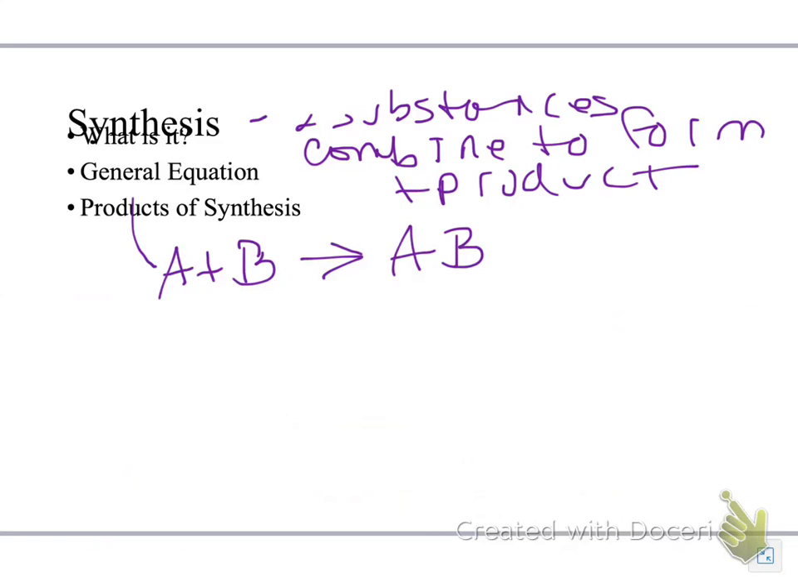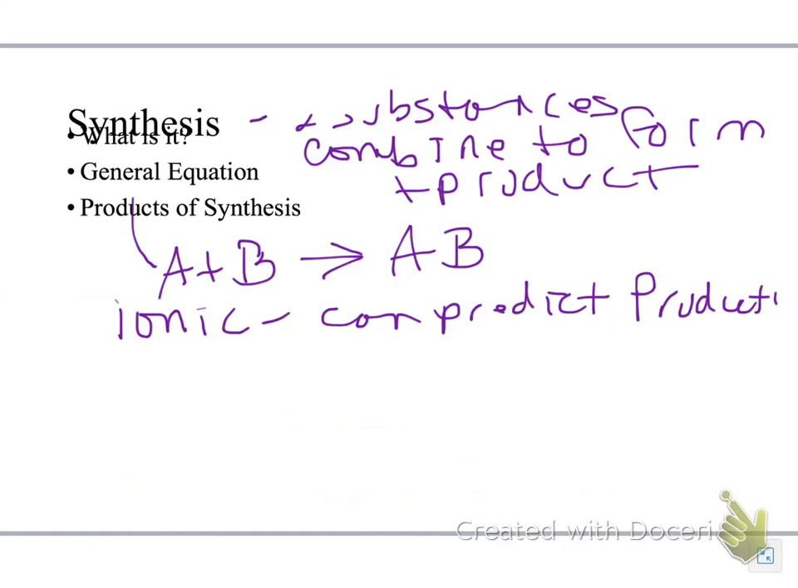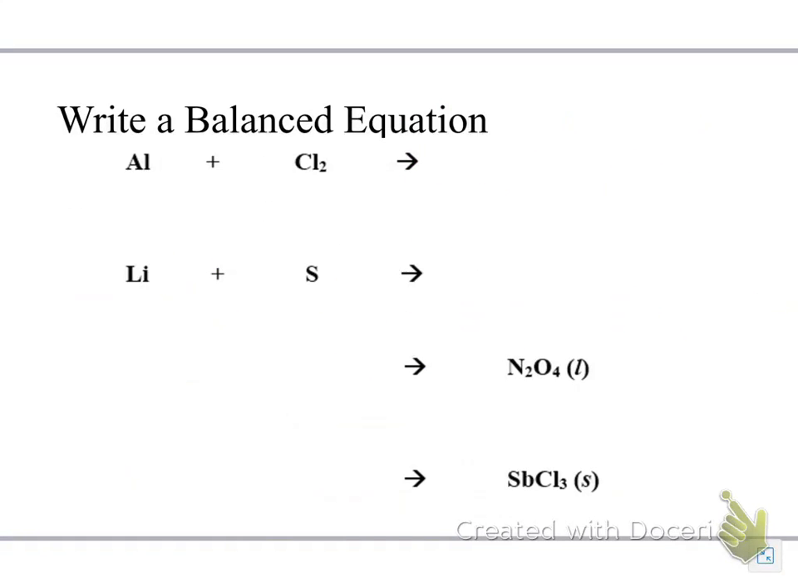Okay, pretty simple. If I have an ionic compound, I can predict what my product is going to be, because I'm just going to balance the charges when I bring those elements together. But if I have a covalent compound, I cannot predict what's going to happen. Okay, not based on simple rules. So let's take a look at an example.